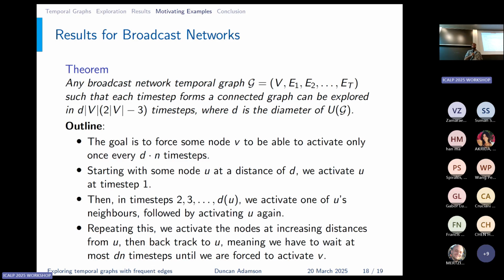Then we jump forward to the neighbor at distance 2 from that vertex, we activate that, and we go backwards, and so on. Essentially, the furthest vertex is active, then all of its neighbors, then it again, then all of the distance 2, then the distance 1, and so on. We go back and forth, up and down.